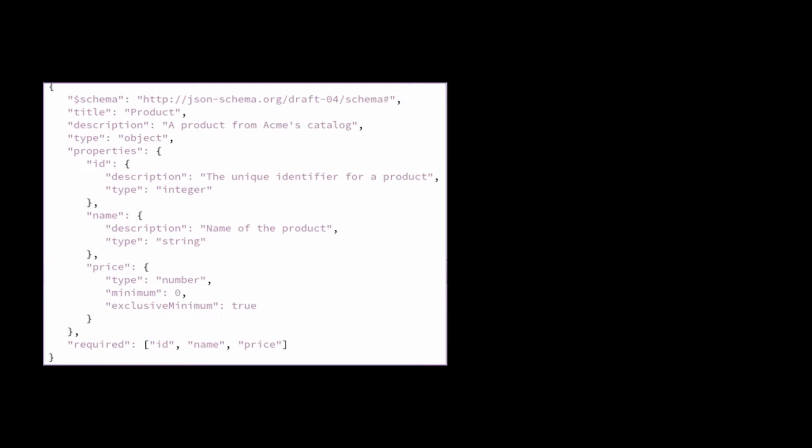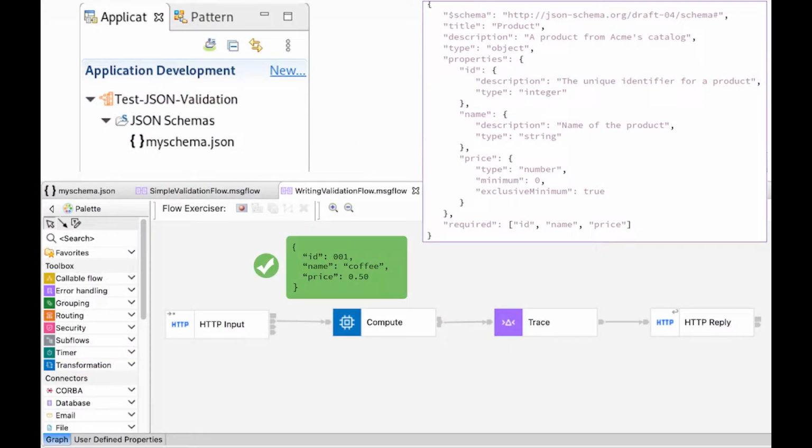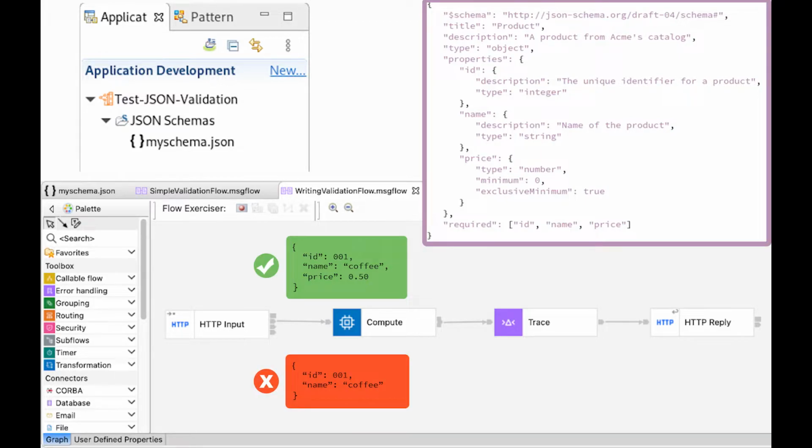A JSON schema is a vocabulary for annotating and validating JSON documents. JSON schema is the exact analogy of XML schema for XML documents. The green box shows a JSON object with three fields: ID, name, and price. This object is modeled by a JSON schema that is shown here next to it. The red box shows an invalid message because it is missing the price field.